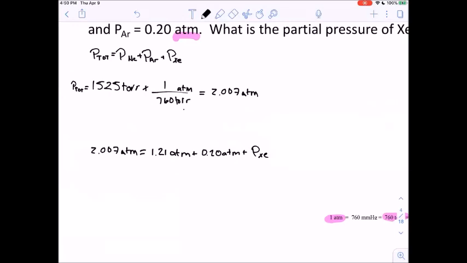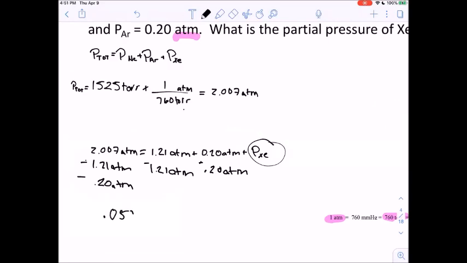So when I rearrange this equation, I'm going to subtract 1.21 atmospheres from both sides. And I'm also going to subtract 0.20 atmospheres from both sides to isolate that pressure of xenon. And when you do that math out, you end up with 0.0597 atmospheres is equal to that pressure of xenon. When you're using your significant digits, you would round this to 0.60 atmospheres.